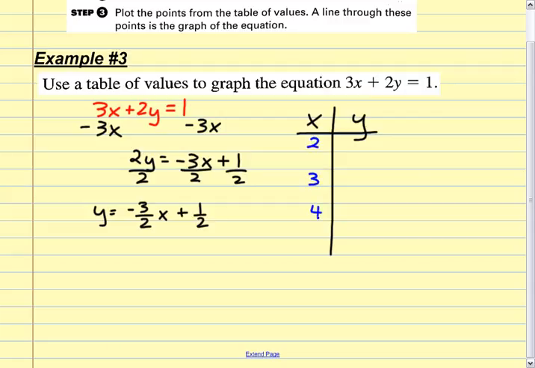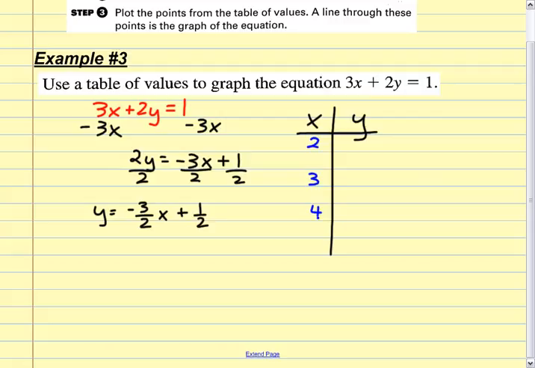Now we need to plug them in. We can pick any x we want. We could pick 2 trillion. We're not going to because that'd be kind of crazy, because I don't want to have to graph that. So we're going to pick some small numbers. And once I plug in the x, it's going to spit out a y. If the x is 2, then the y is going to be something.